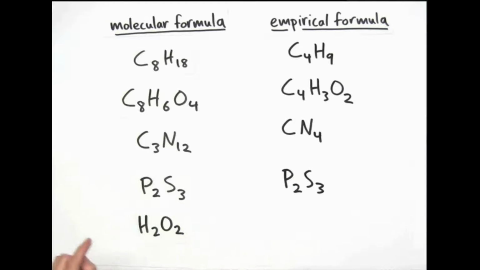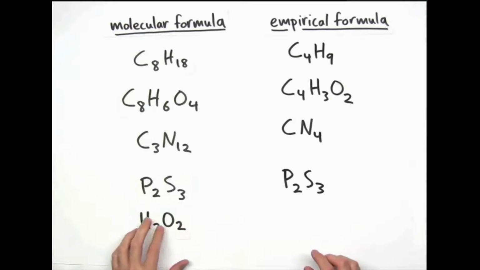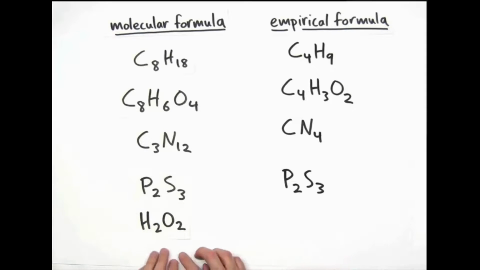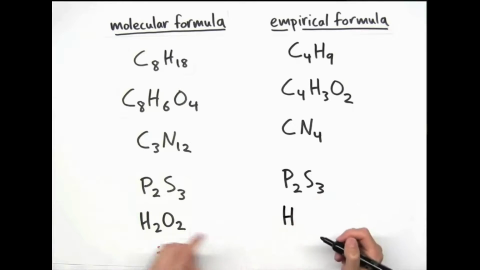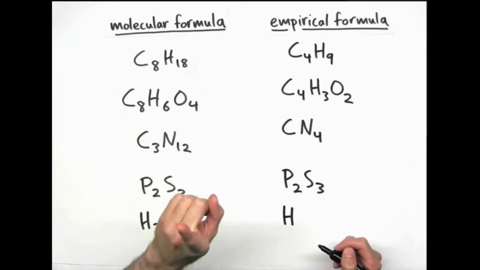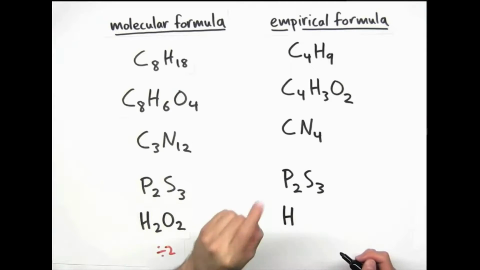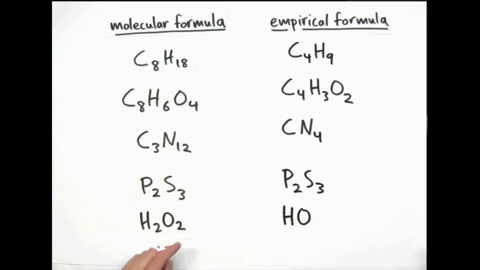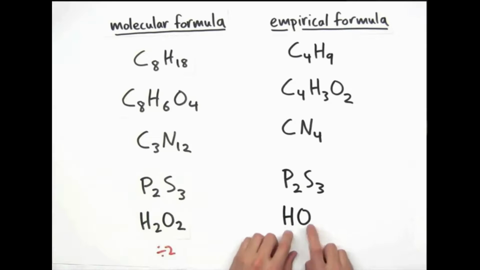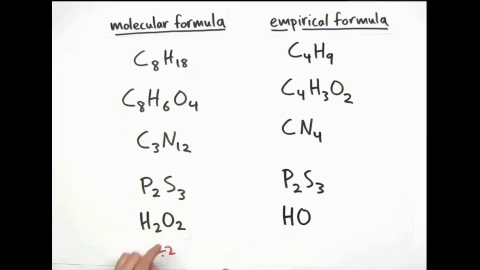Okay? How about H2O2? Well, in this case, we can divide both of these by 2. So our empirical formula will look like H, 2 divided by 2, which gives us 1. But we don't write anything after it if we have a 1, so it's just going to be H. And then we have O, 2 divided by 2, which also gives us 1. We don't write anything after it, so just HO is going to be the empirical formula for H2O2.